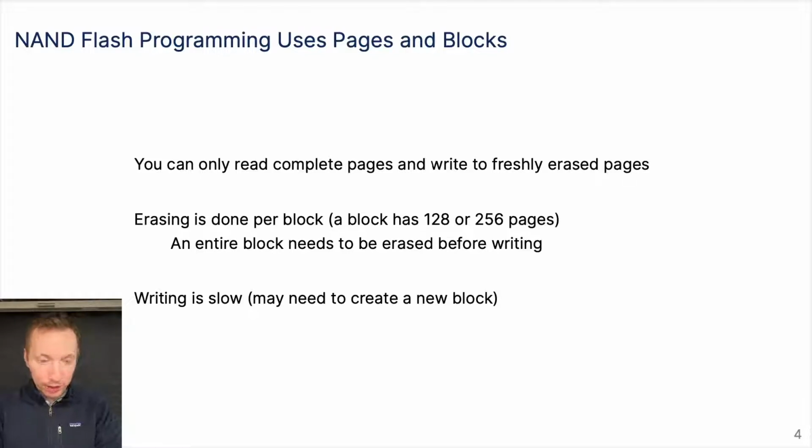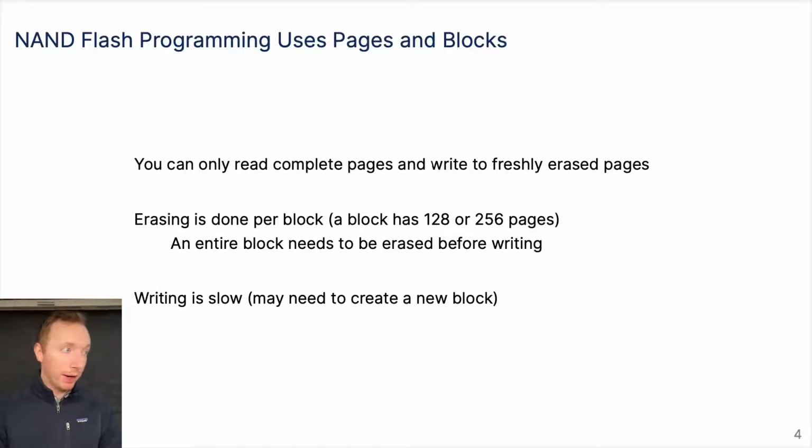So the rules are: you can only read complete pages, so they have to have been written to. You can't just read uninitialized stuff. You have to only write to freshly erased pages, so you can't rewrite over something without doing an erase in between. And erasing is only done at the block level, and a block will typically have like 128 or 256 pages. The entire block needs to be erased before you can do even one write operation. So that is why writing would be slow.